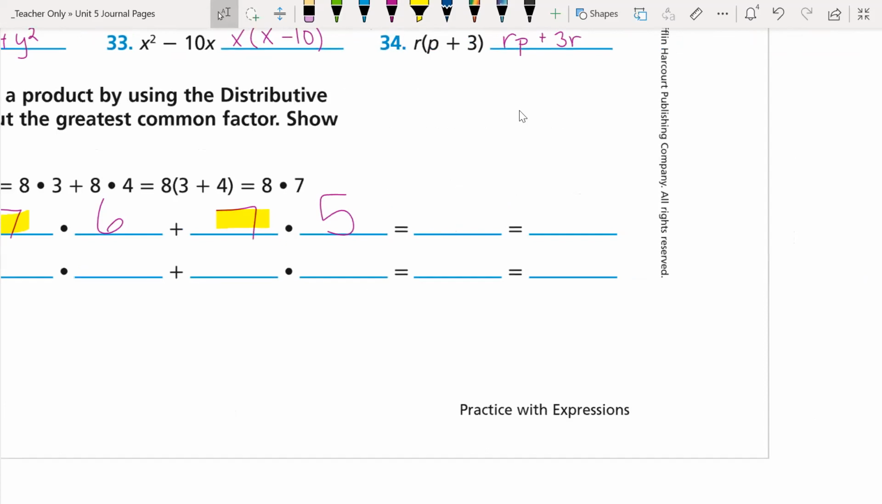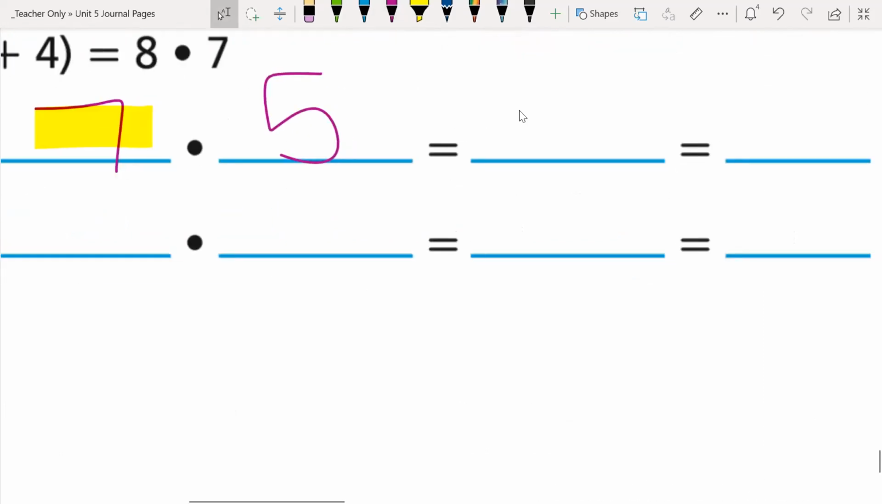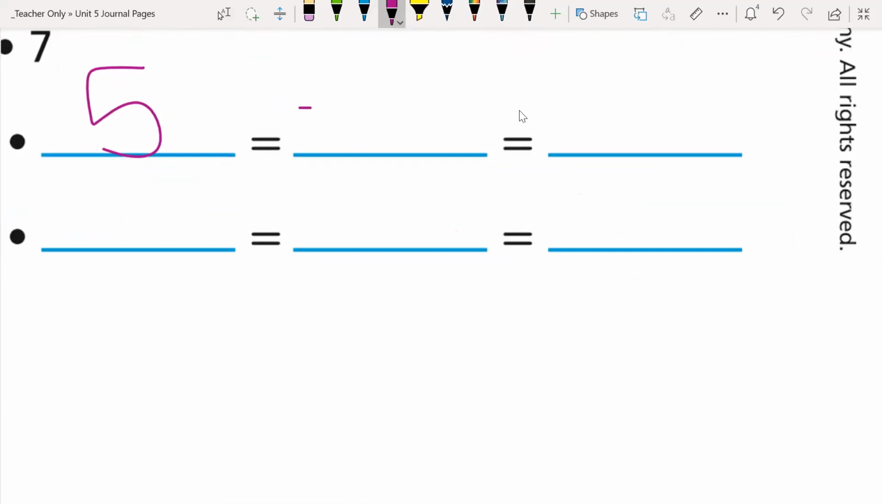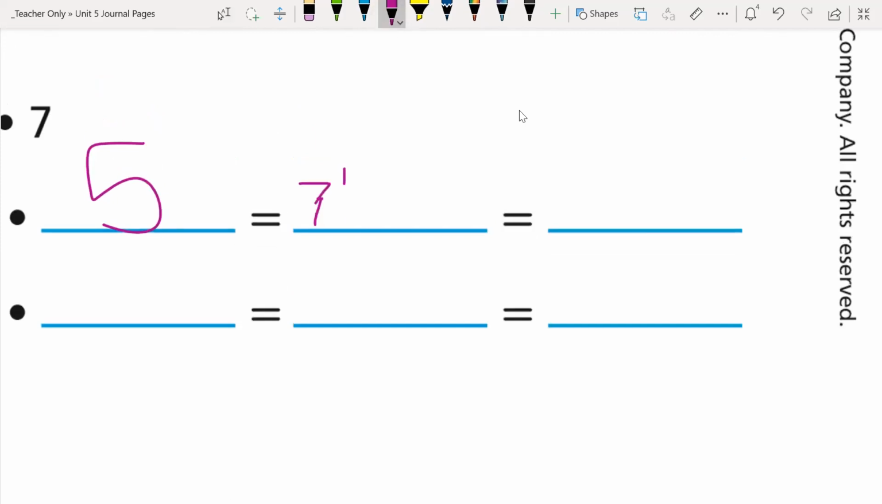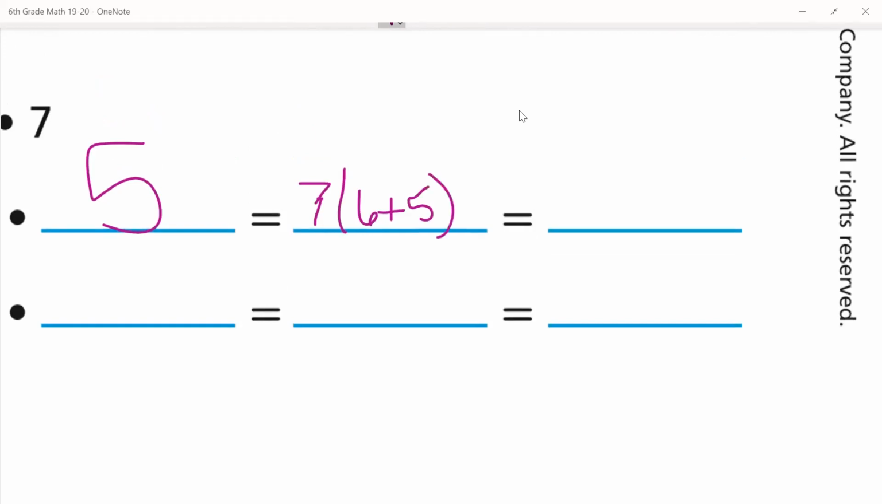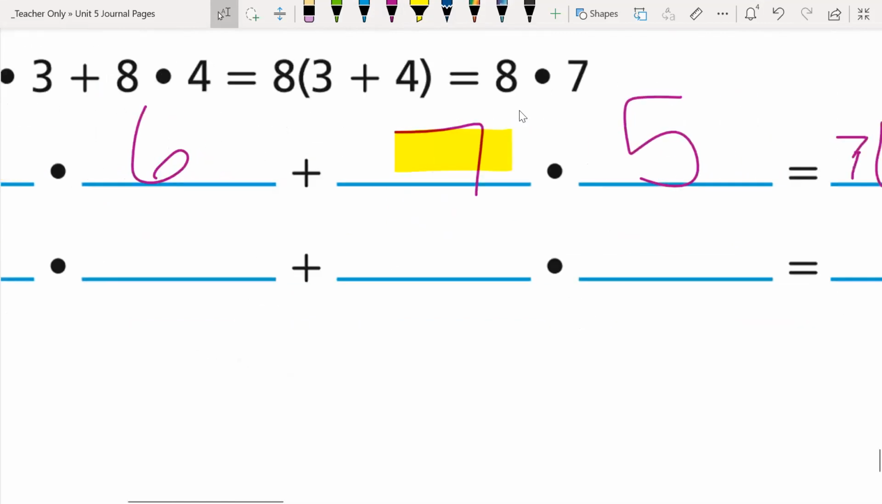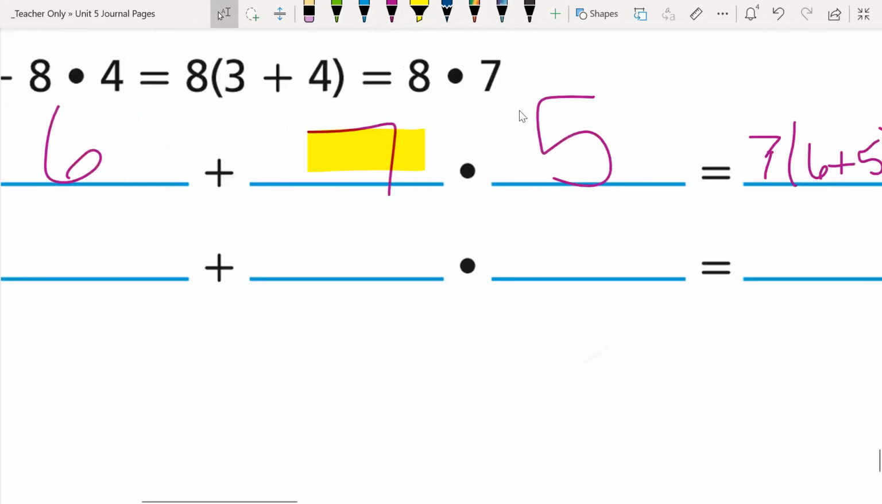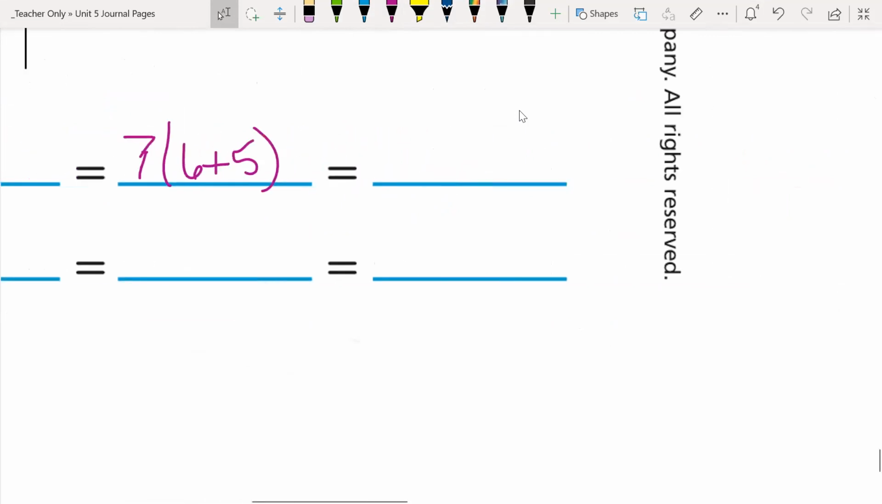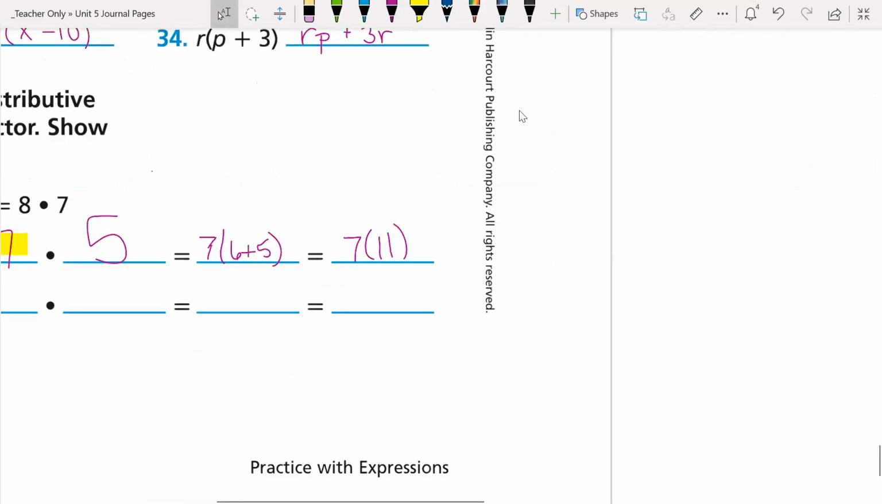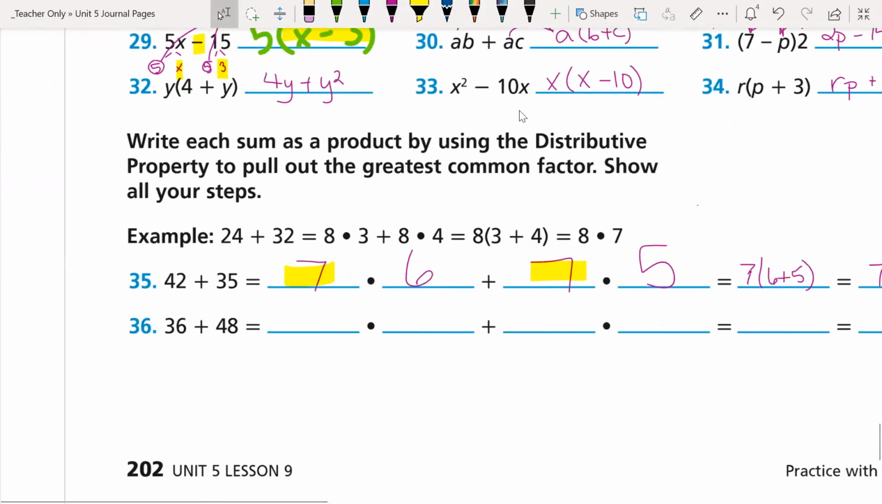So now I can rewrite these. I'm going to get real close on this screen. So 7 times 6 plus 5. Did I do that right? Hold on. Let me check. Yep. My 7s. And then I added 6 and 5. Well, 7 times 6 plus 5 is 7 times 11, which is 77. 42 plus 35 is 77.